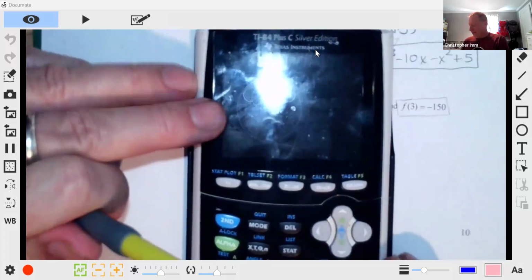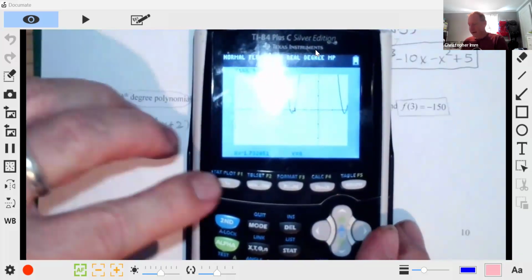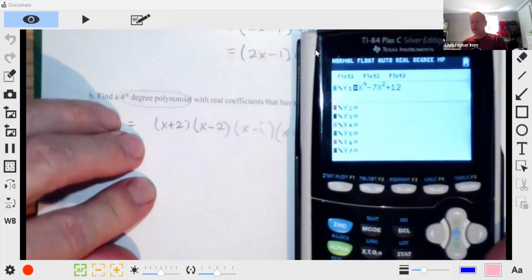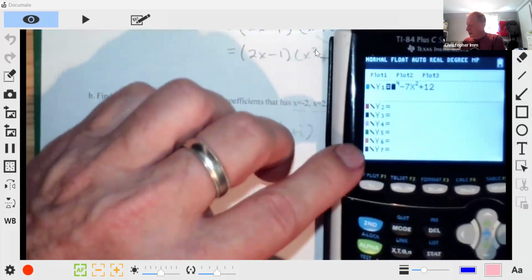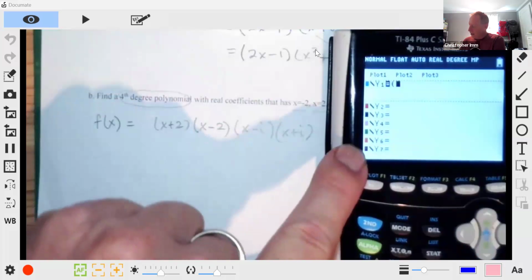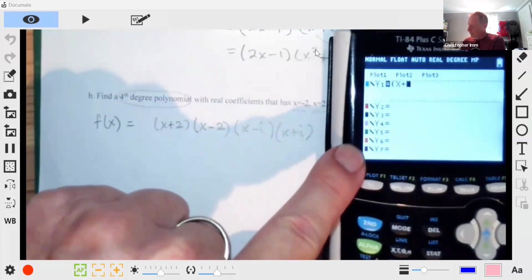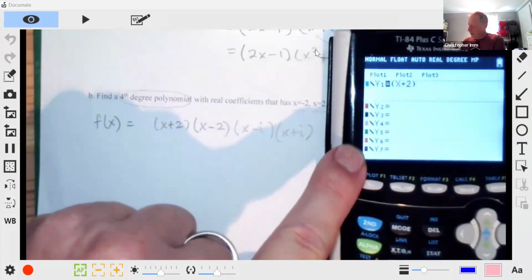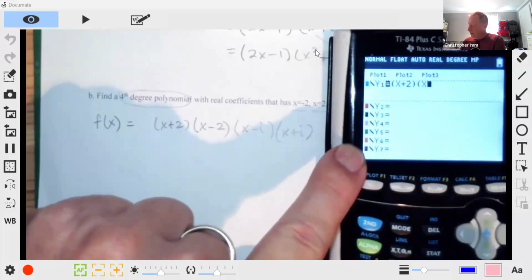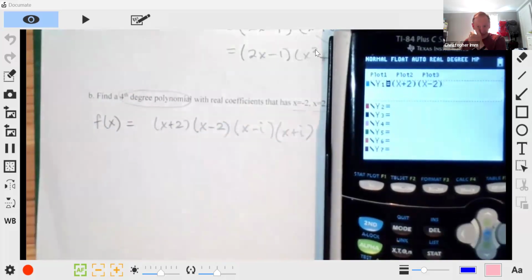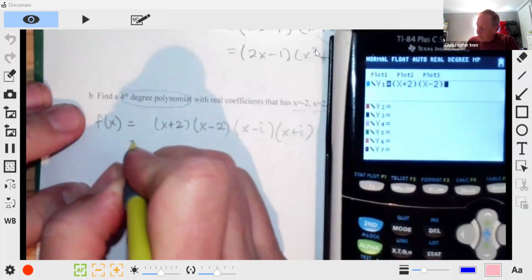Okay, so when I'm graphing this on my calculator, move it over here a little bit, I have x plus 2 times x minus 2. Oh, wow. So now I have x plus i and x minus i. I really can't put those in. So I should go one more step here.